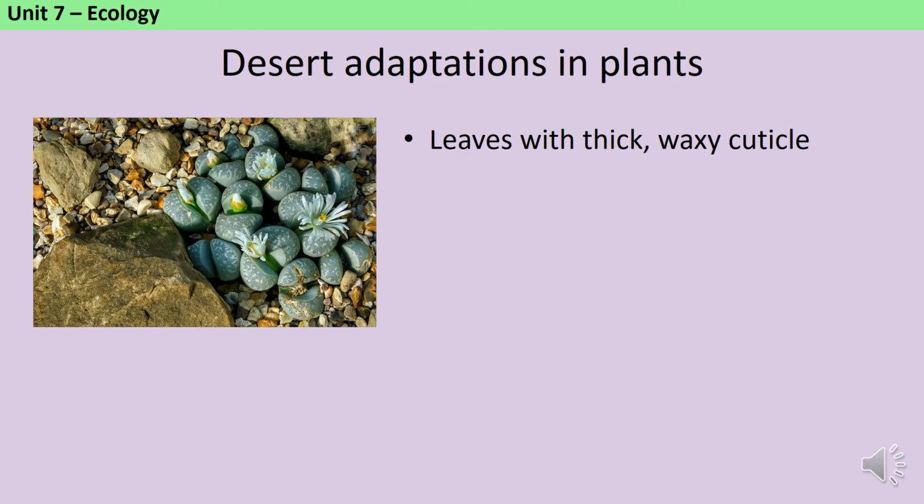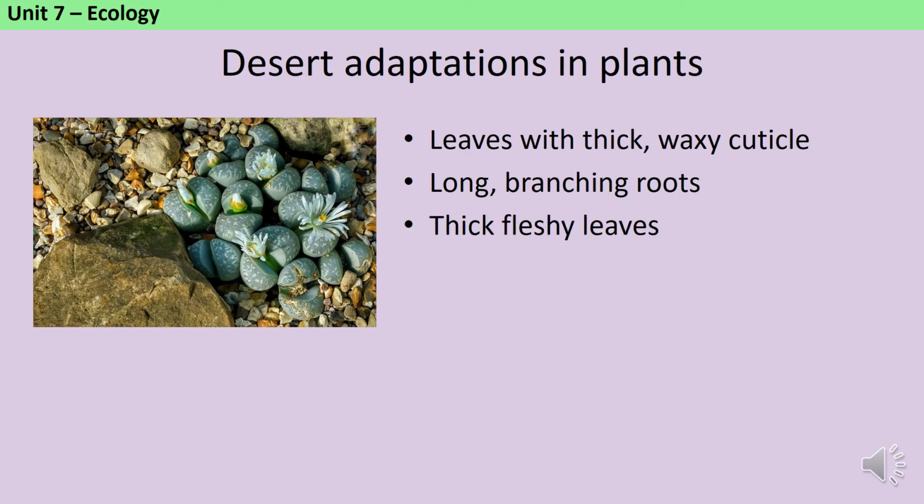Firstly, its leaves have a thick, waxy cuticle, and that's going to prevent water loss. Secondly, it has very long branching roots, and this is going to allow it to access water even when it's deep underground. It stores that water in its thick, fleshy leaves, but obviously that makes it a prime target for animals that need a water source. So it kind of looks like a stone, and that's going to help it to be camouflaged and to avoid animals trying to eat it.